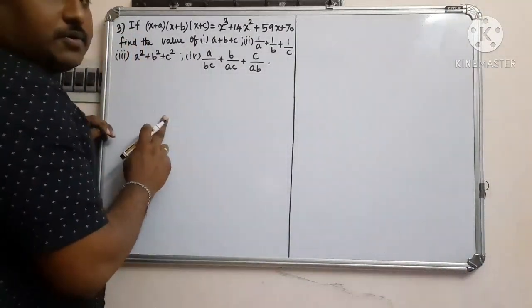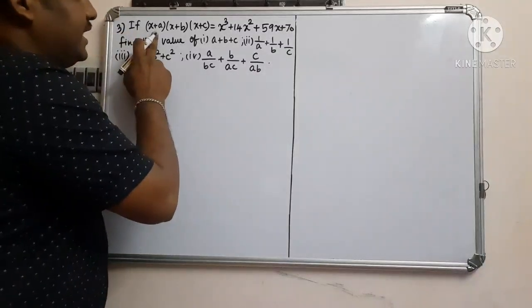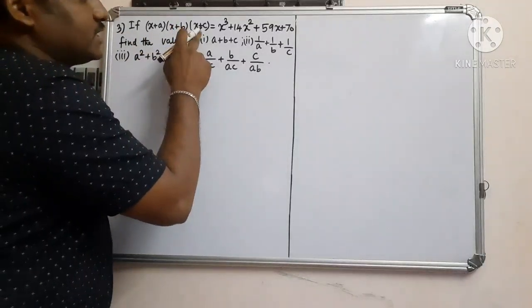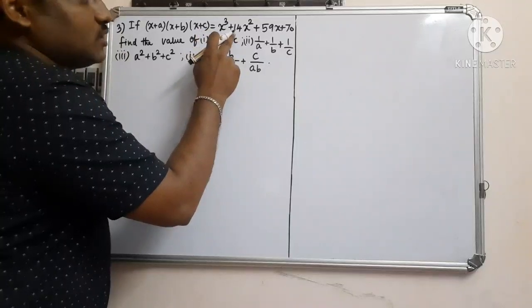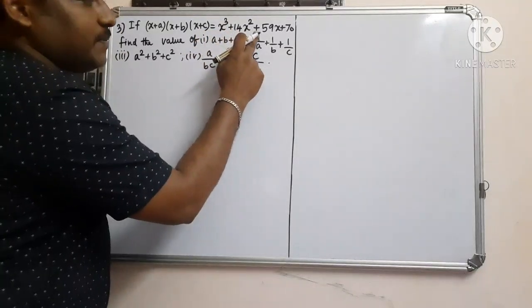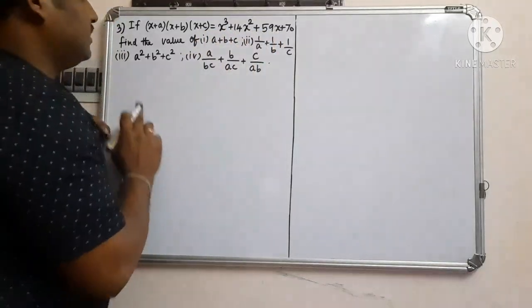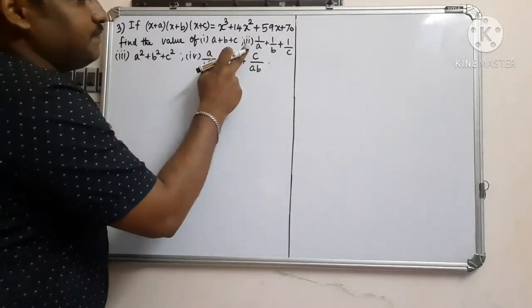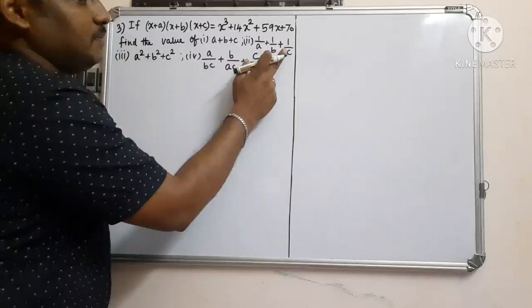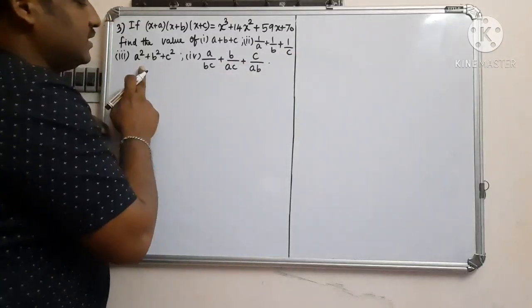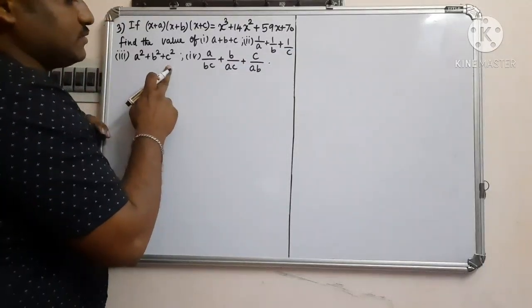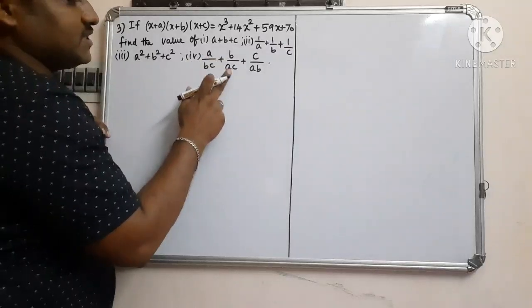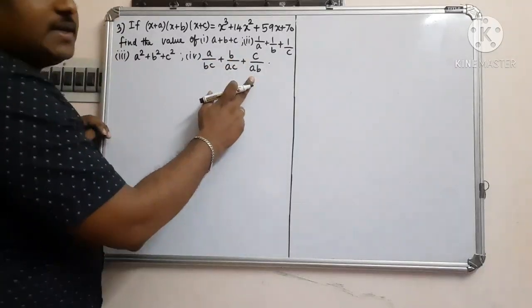So question number 3. This is an important 5-mark question. If x plus a, x plus b, x plus c is equal to x cube plus 14x square plus 59x plus 70, then we have to find the values. First one is a plus b plus c. Second one is 1 by a plus 1 by b plus 1 by c. Third one is a square plus b square plus c square. Fourth one is a by bc plus b by ac plus c by ab.